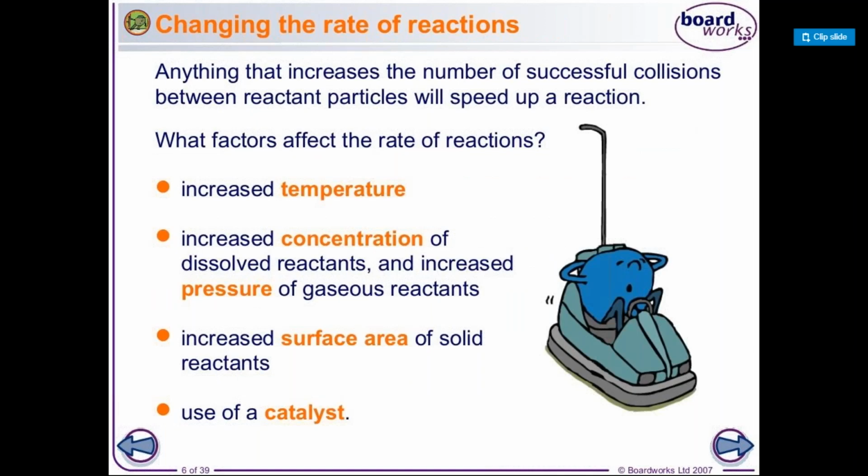But which factors are affecting the rate of reactions? First of all, temperature, then concentration, surface area, catalyst, and the intensity of the light. While we are increasing the temperature, the rate of reactions is increasing. Increased concentration of dissolved reactants and increased pressure of gas reactants also increase the rate of reactions. Increased surface area of a solid also increases the rate of reactions, as does a catalyst.